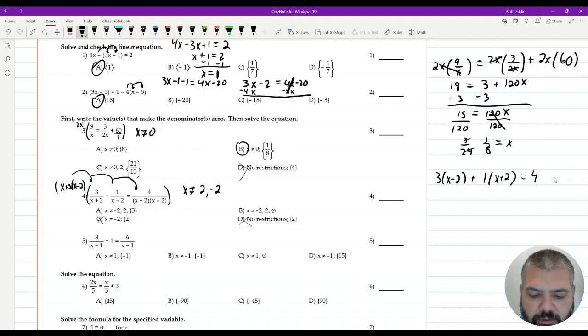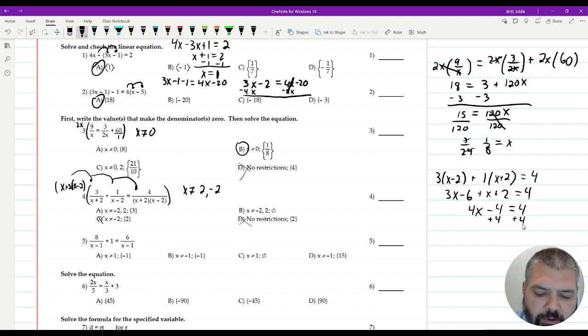So now I have this simple linear equation. Distribute your 3x minus 6. You don't have to do anything with the 1 or distribute your 1. You get plus x plus 2 equals 4. So put your x's together, that'll be 4x. Put your constants together, that'll be minus 4 equals 4. All right, plus 4 plus 4. 4x equals 8. Divide by 4, divide by 4. So I have x equals 2.